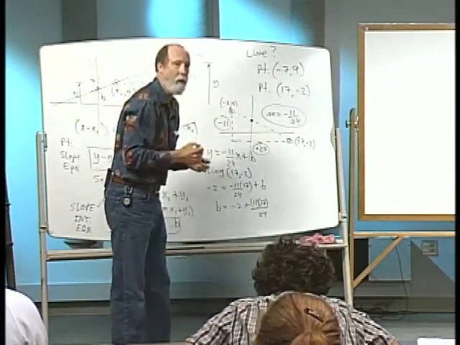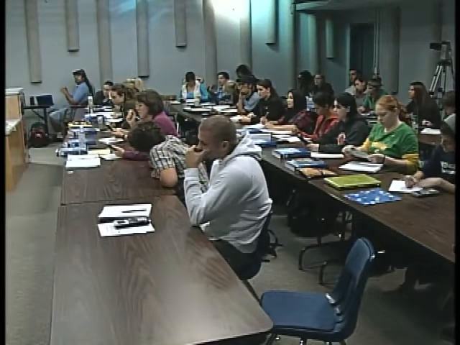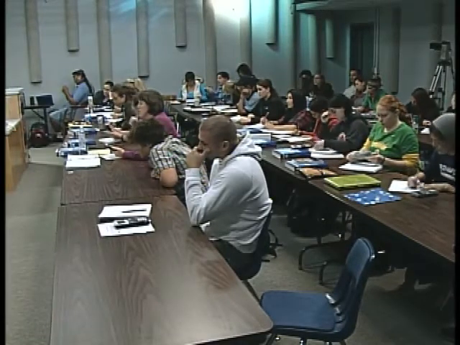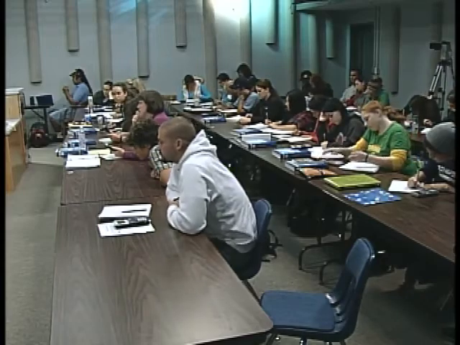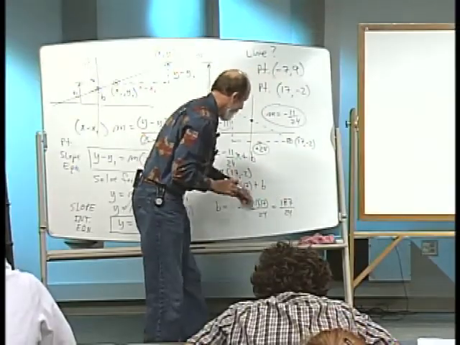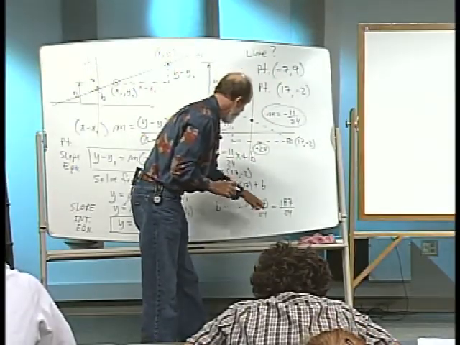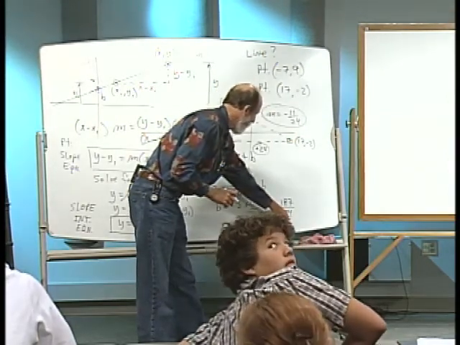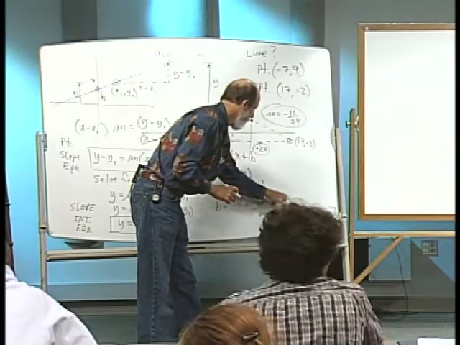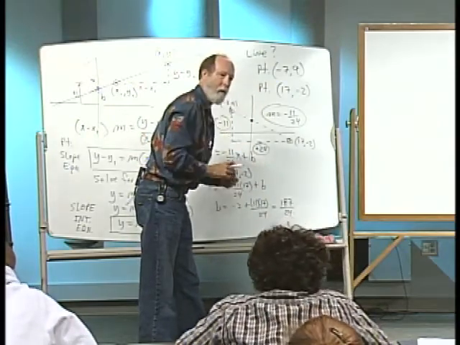187 over 24. We get that, and I don't think that's reducible. And that value, think about it. Imagine 24 going up into 187. Go ahead and get it as a decimal.